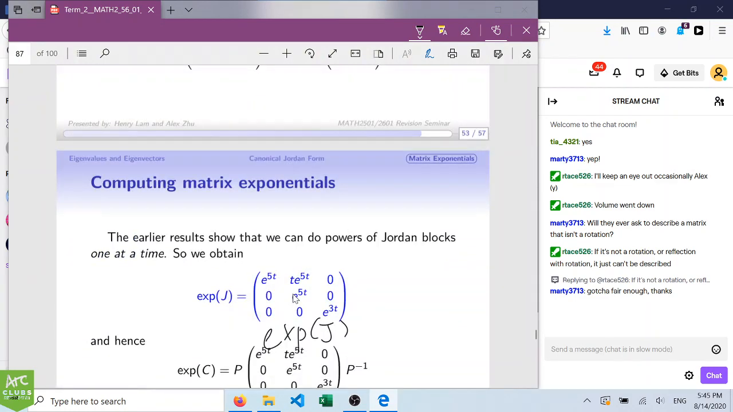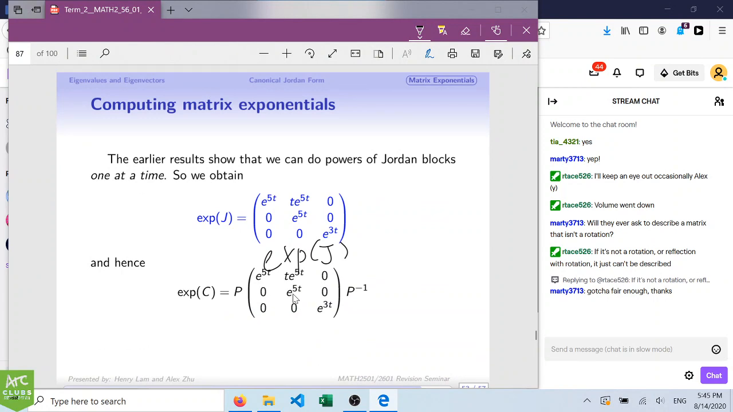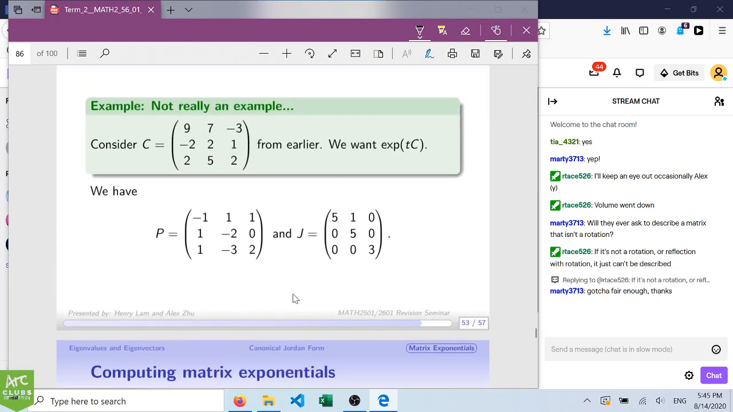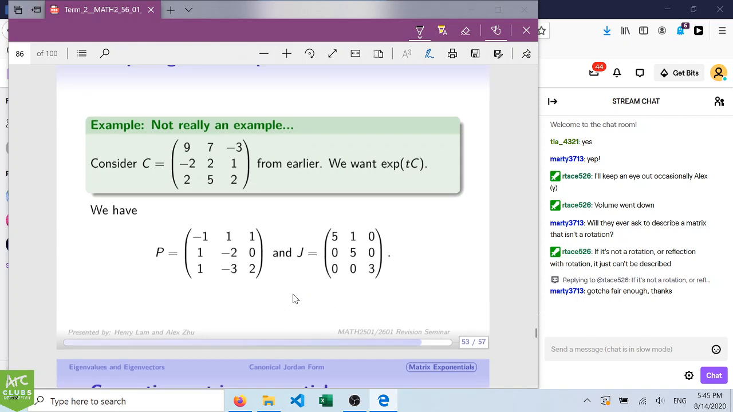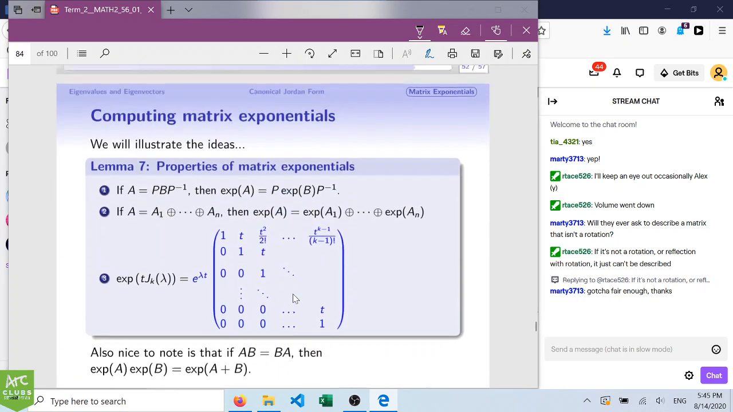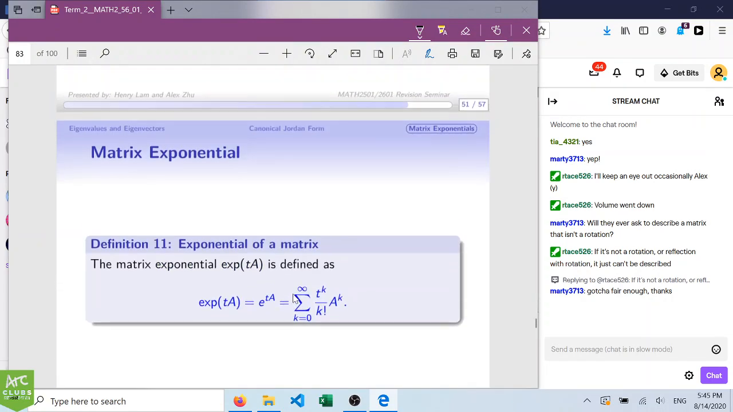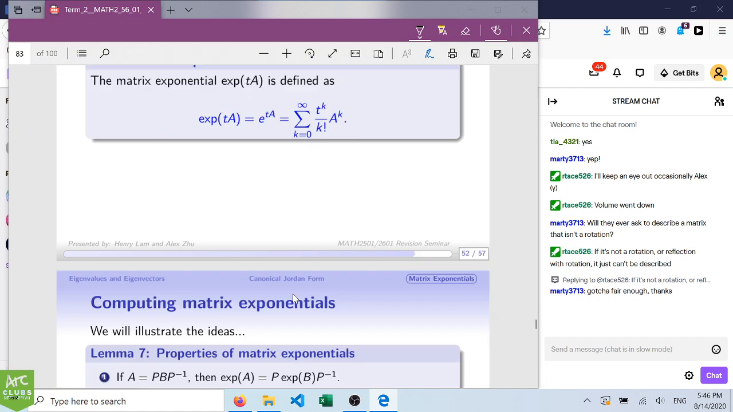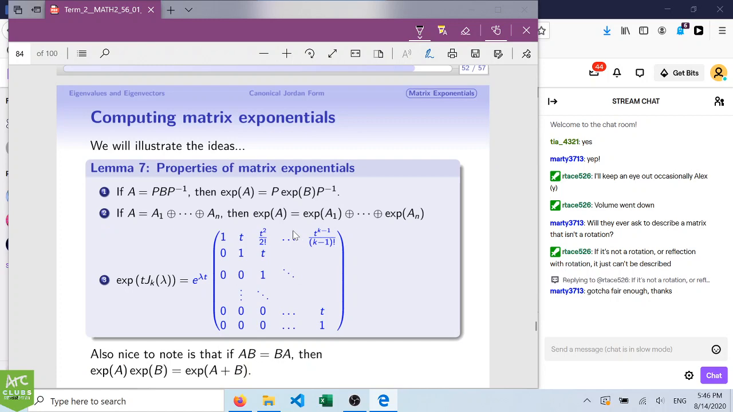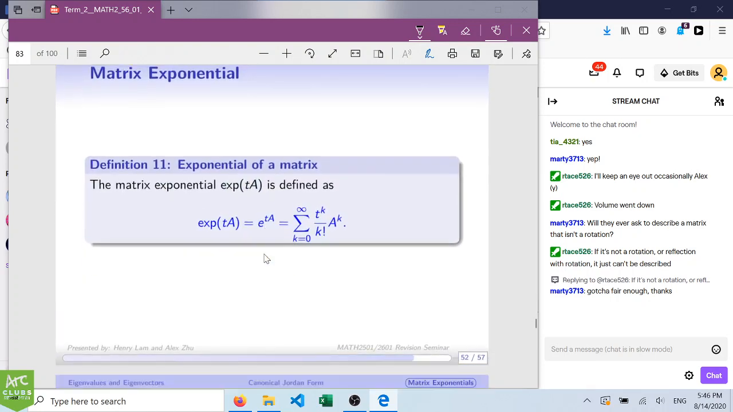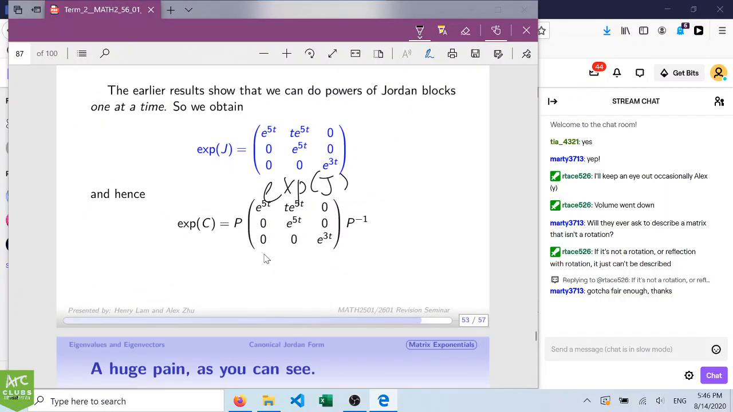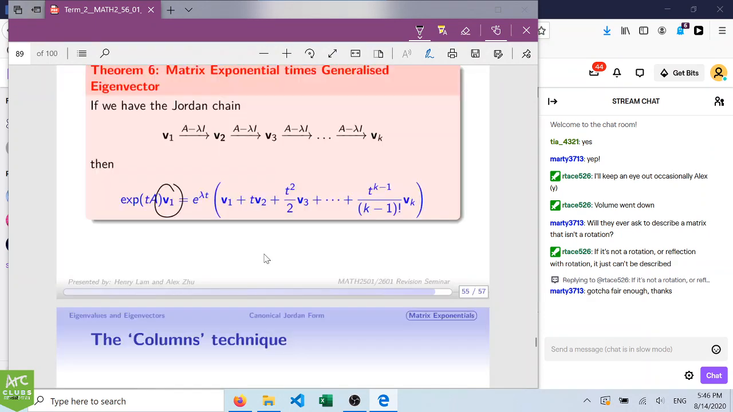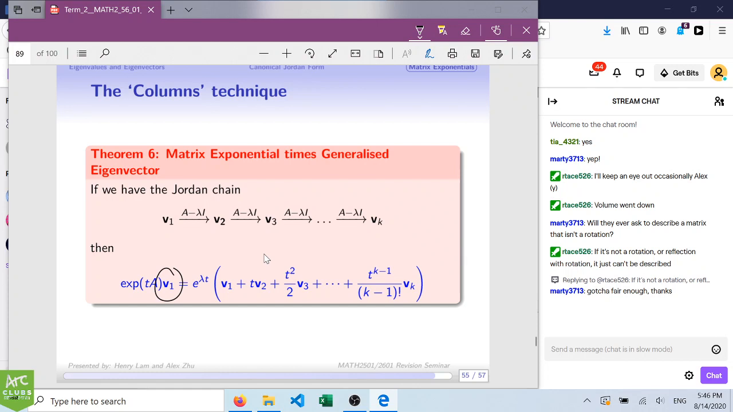So this example over here is pretty much done. Wait, hold up. Why is there a t over there? Oh yes, the matrix exponential is given by this thing. Okay, so I think there's just a small typo. This is, oops, tC. Okay, tC. Now let's get to the matrix exponential times a generalized eigenvector.